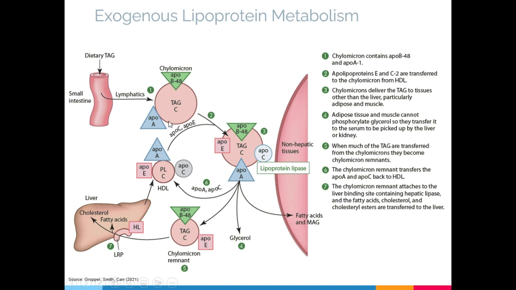As you can see, the original proteins in the chylomicron are ApoB48 and ApoA1. But after HDL transfers its ApoE and ApoC2 to the chylomicron, there are now four proteins in the chylomicron. Aside from the original B48 and A, E and C are added. Why must HDL transfer ApoE and ApoC? Because ApoC has a very important function as the activator of lipoprotein lipase.